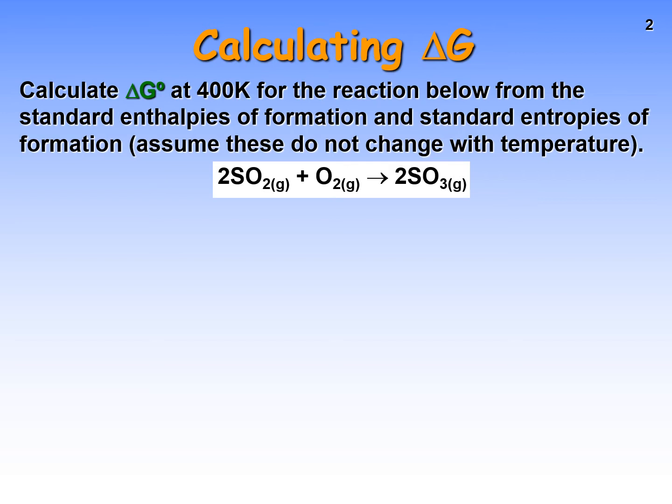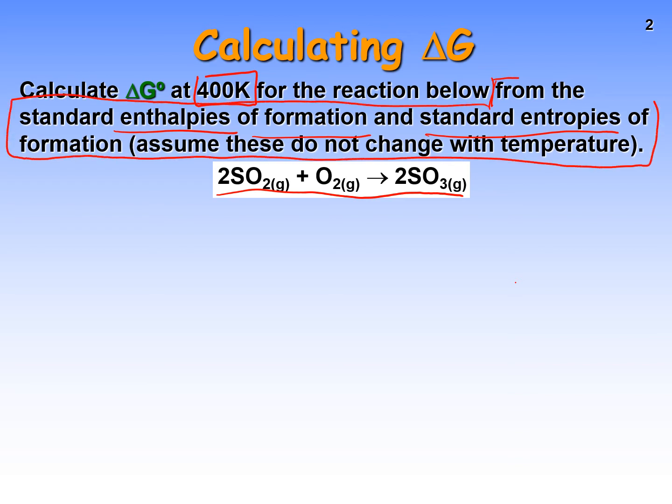So let's do this again. So we want to calculate delta G naught at 400 Kelvin this time for the reaction below using standard enthalpies of formation and the standard molar entropies. And we're going to assume these don't change with temperature. Again, this is a big part. I wouldn't tell you pretty much all of this. You just need to know that whole paragraph.